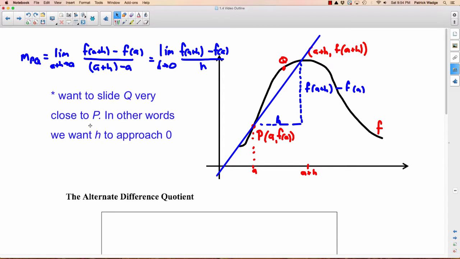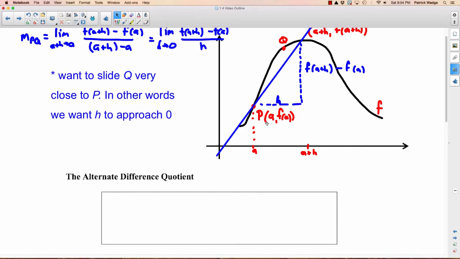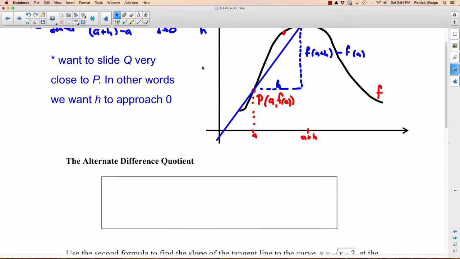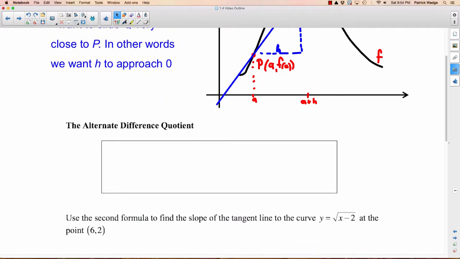So in words, what we need to do is slide q very, very close to p. In other words, we want h to approach 0, which gives us our alternate difference quotient, which is exactly what I've written up here. I know this is a little bit redundant, but we're going to write it again down here. We're interested in the slope. The slope is equal to the change in y divided by the change in x, and what we want is for the change in x to approach 0. We don't want there to be a change in x.